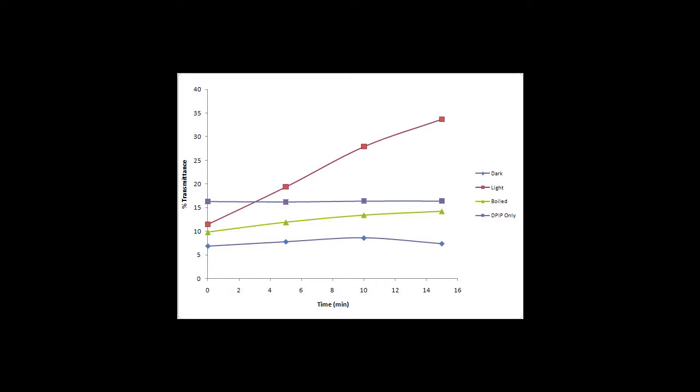One result of this photosynthesis experiment is that the light unboiled chloroplasts increased in the percent transmittance of light, meaning that the light from the incubated area had an effect of increasing the rate of photosynthesis. The percent of light transmittance for dark remained steady.